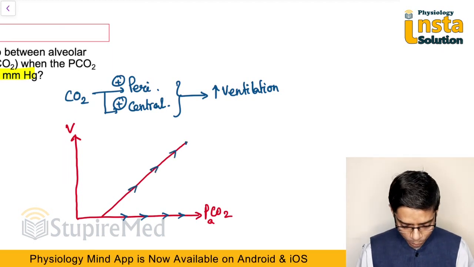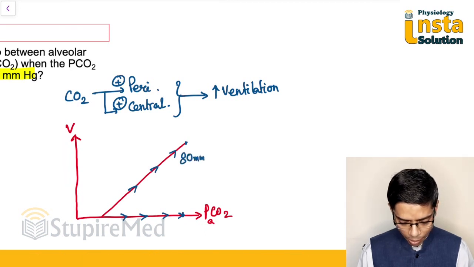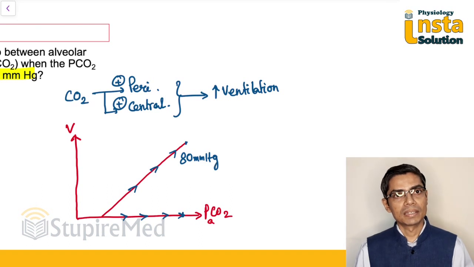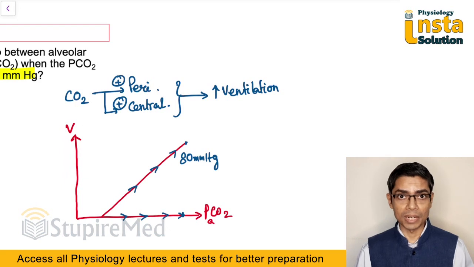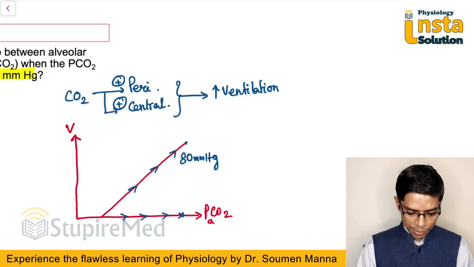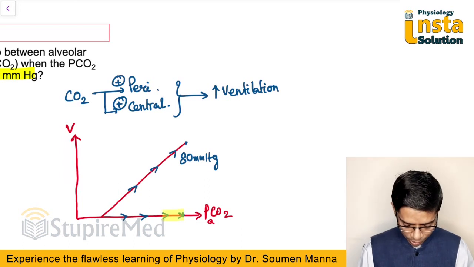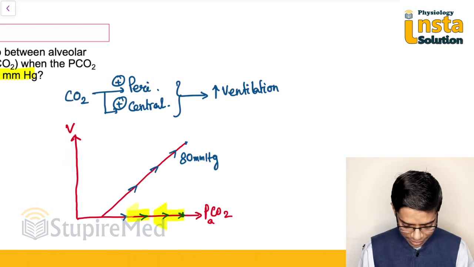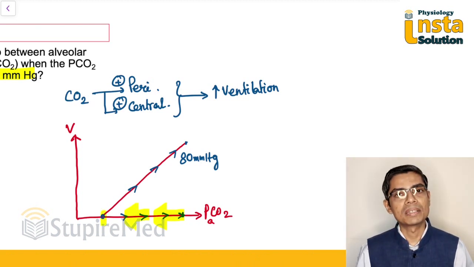This rise is up to a partial pressure of carbon dioxide of 80 millimeter of mercury. That means the linear relationship is followed up to 80 millimeter of mercury partial pressure of carbon dioxide. If the carbon dioxide is beyond that, then it can cause depression of the respiratory center also. And if you follow the line in the opposite direction, whenever carbon dioxide is decreasing like this, a point will be reached where the ventilation is 0. 0 means the ventilation will stop for some time being.